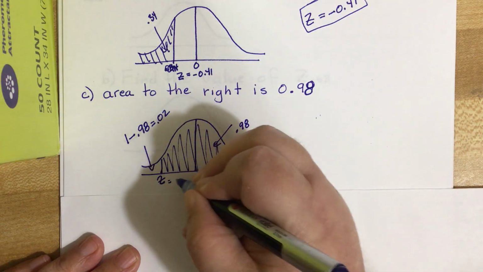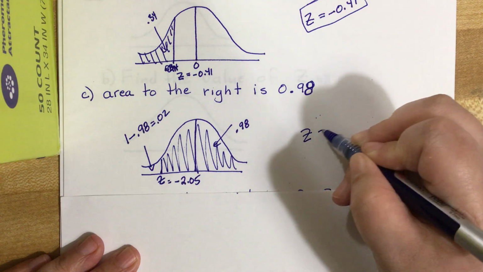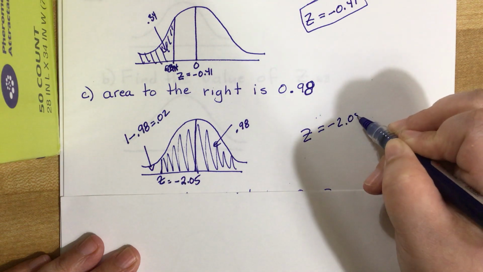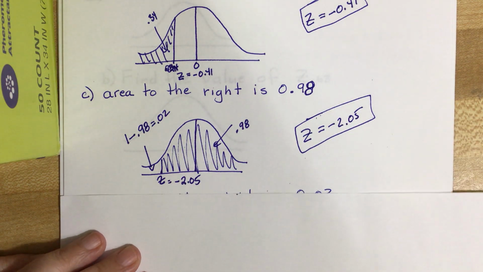So my Z score is negative 2.05. So that would be our answer. Okay, let's do one more.